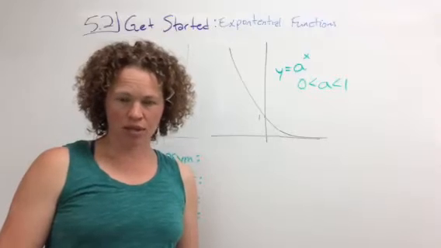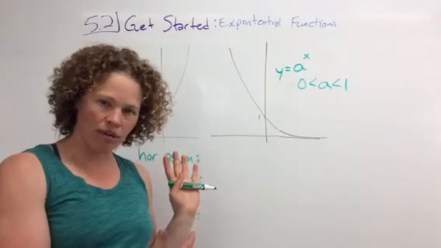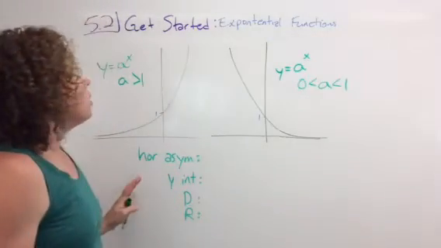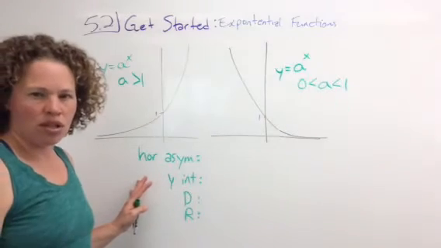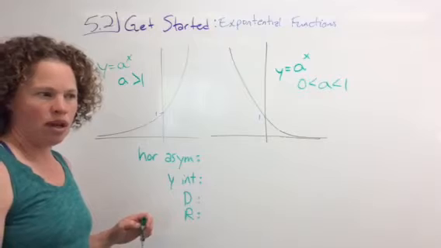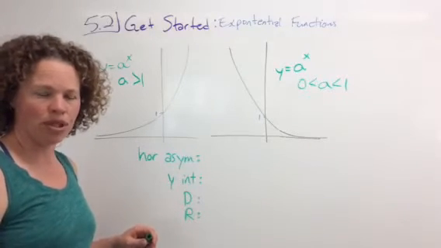So 5.1 was a bit of an exploratory exercise, and if you went through it, you'll have gotten to where we're at right now at 5.2 in the Get Started. Exponential functions don't mean x to the power of an exponent. They mean a number to the power of x, so that x is the exponent.